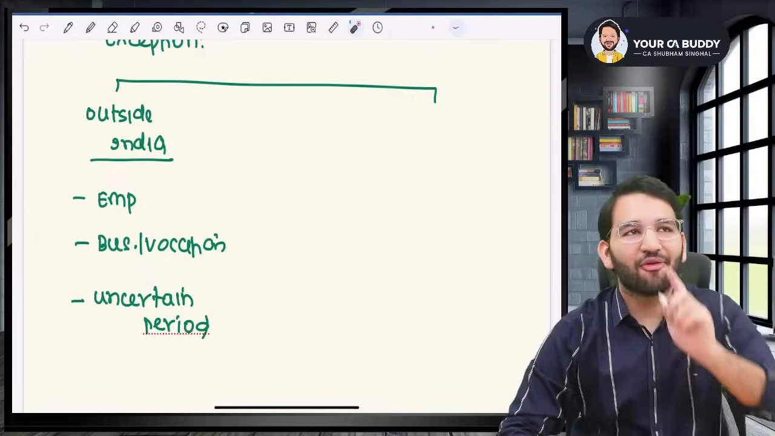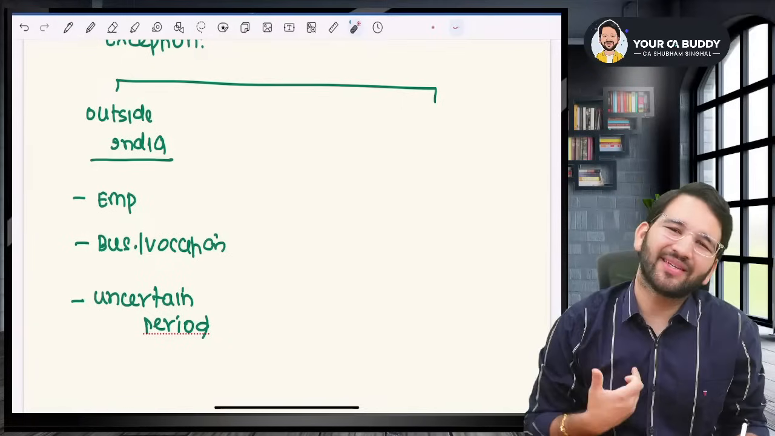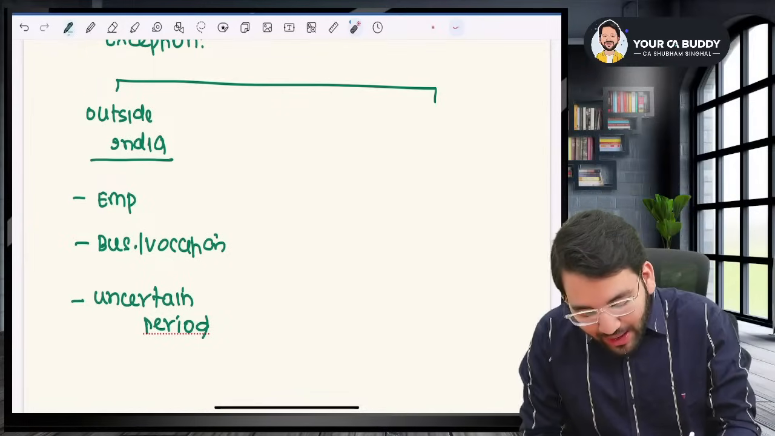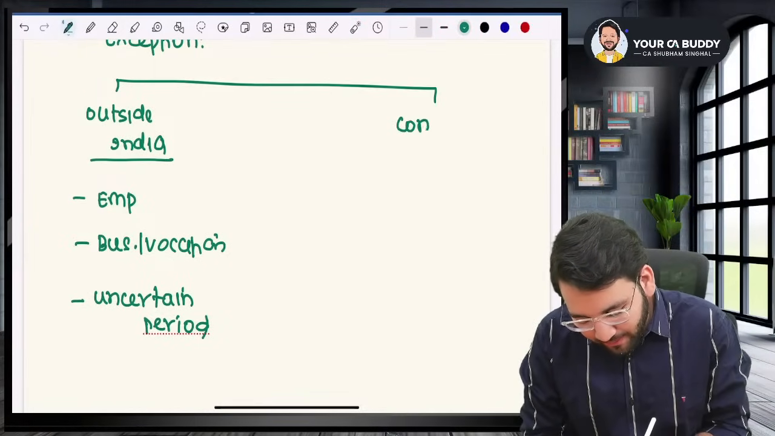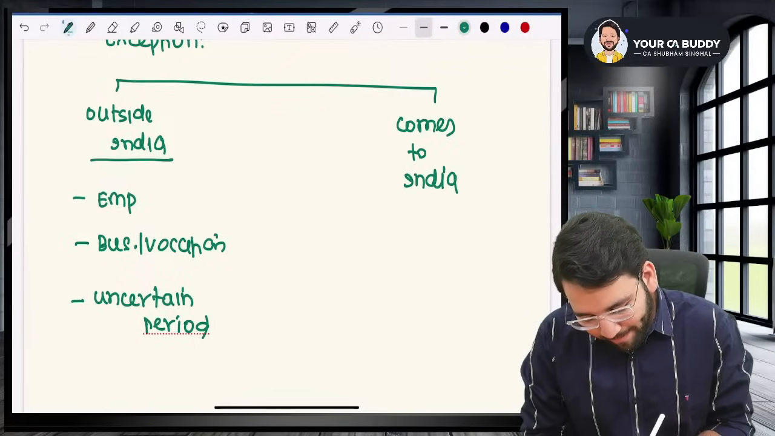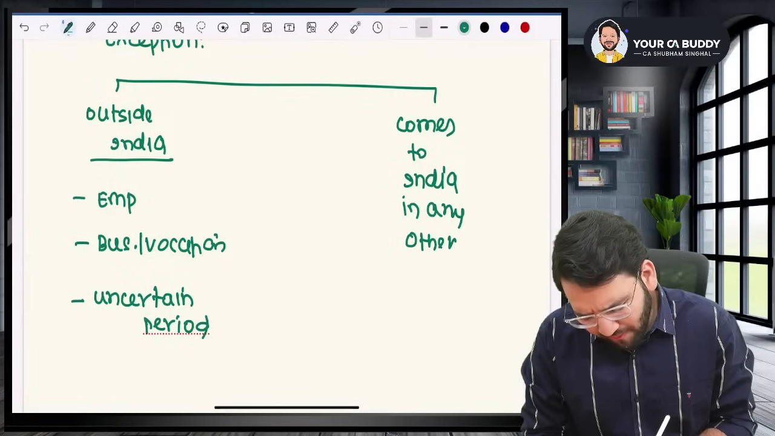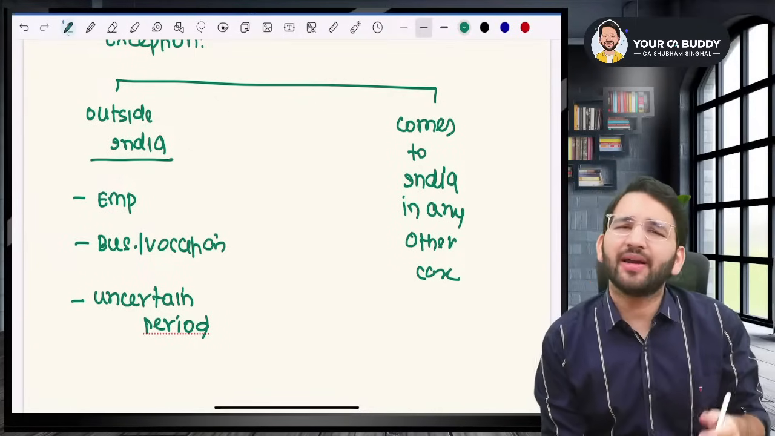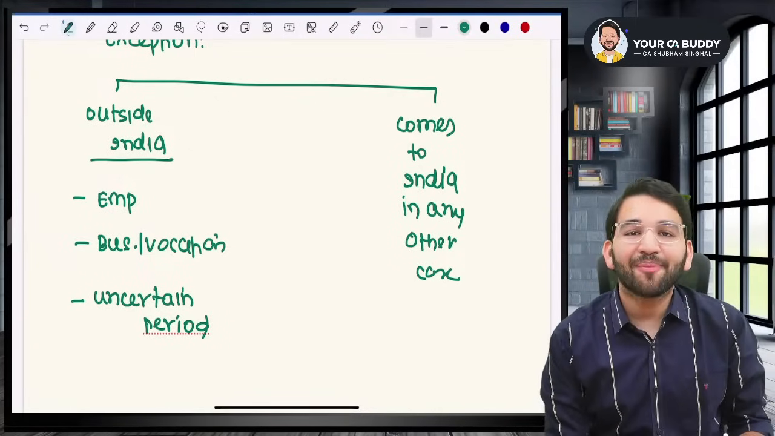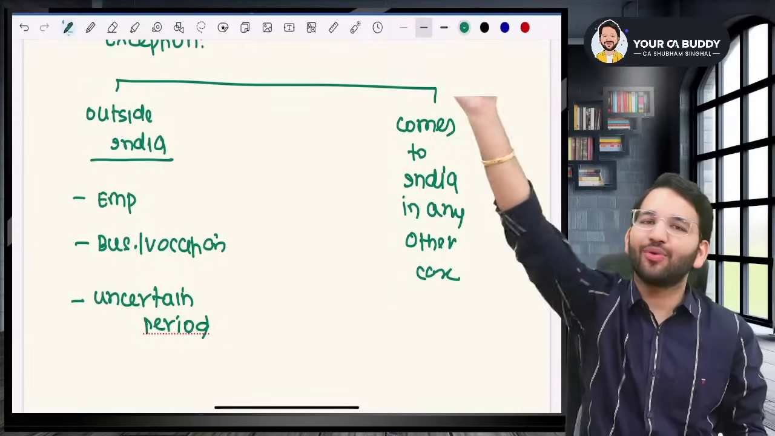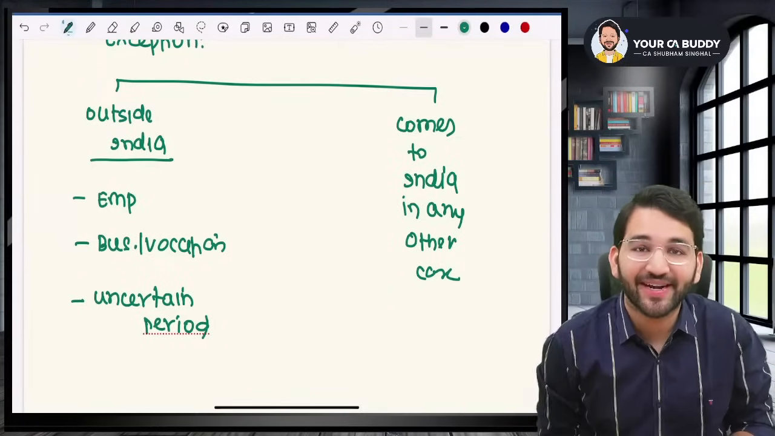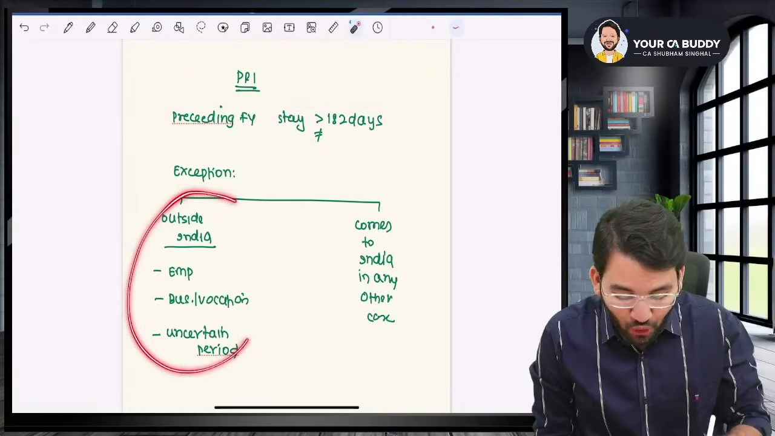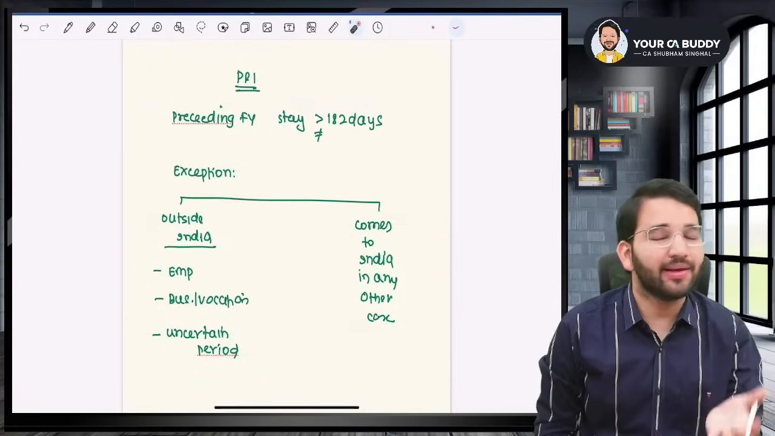Sir, think logically. If a person is going outside India for employment, how is he a resident of India anymore? Now he has become a resident outside India. Now coming to the other part, if he comes to India in any other case, for example, a foreign tourist, Elon Musk. Elon Musk came to India for 7 days of exploring India. Will we say he is a person resident in India? No, sir. Any person who comes to India normally will not be considered a person resident in India. So basically, person resident in India is more than 182 days in the last year.